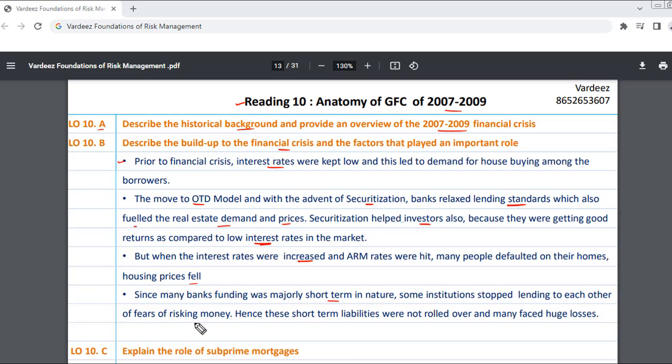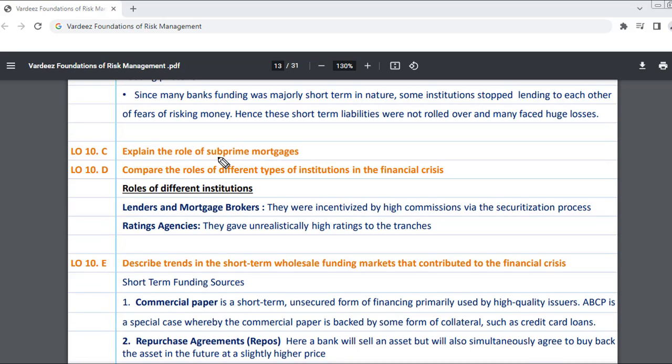If I lend to a bank, what if that particular bank defaults? So many institutions stopped lending to each other. Hence, these short term liabilities were not rolled over, and many faced huge losses. Now, the perfect example of this short term liability is Lehman Brothers, which we will talk about in the next chapter. Okay, the next learning objective, role of subprime mortgages.